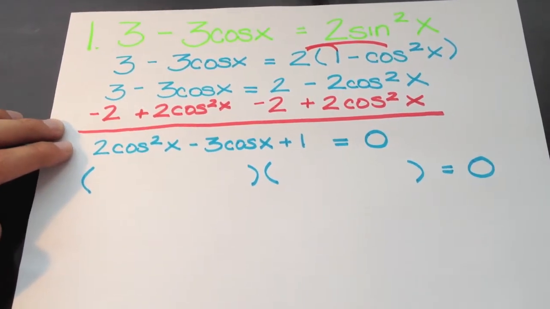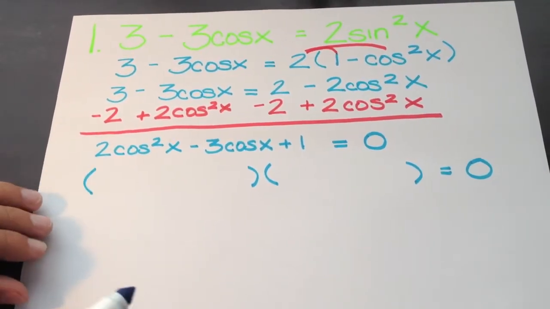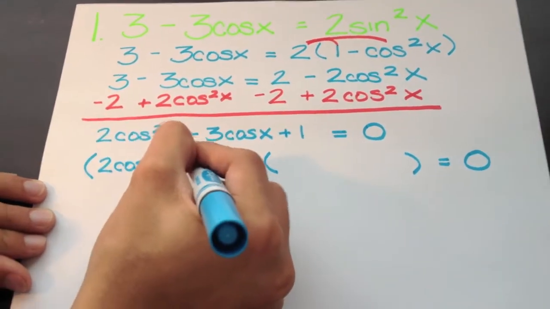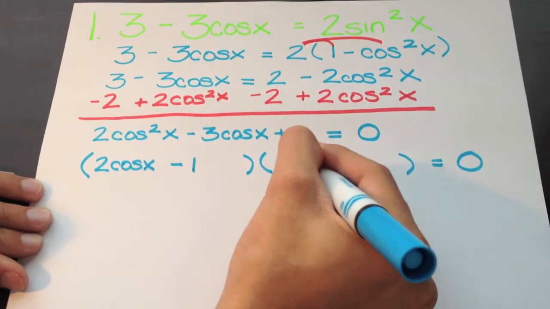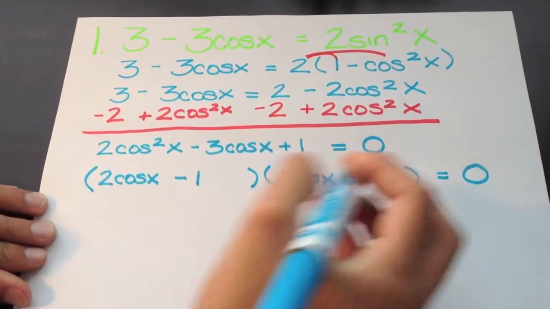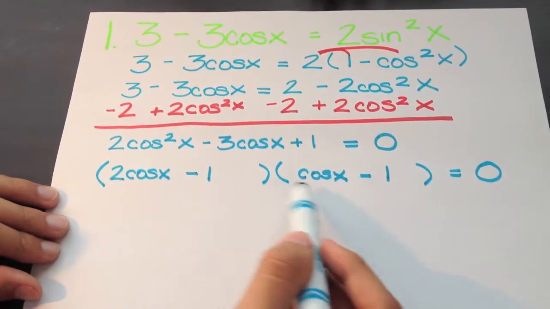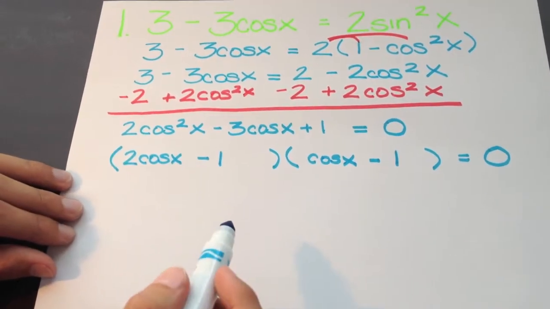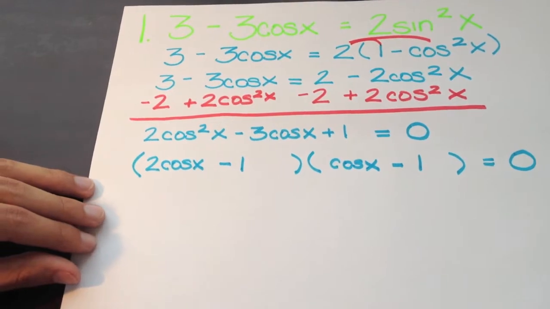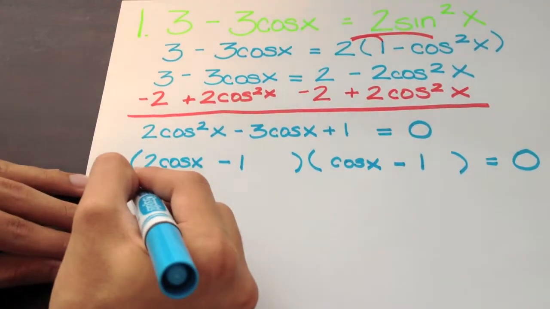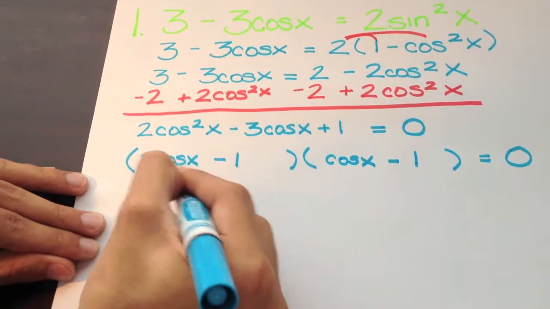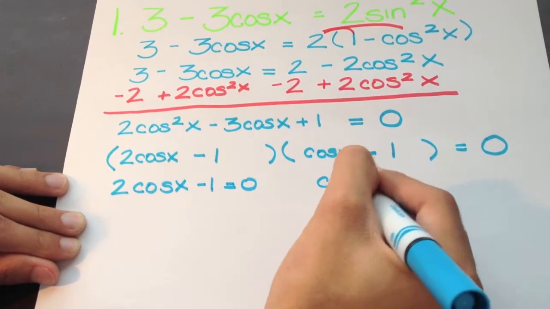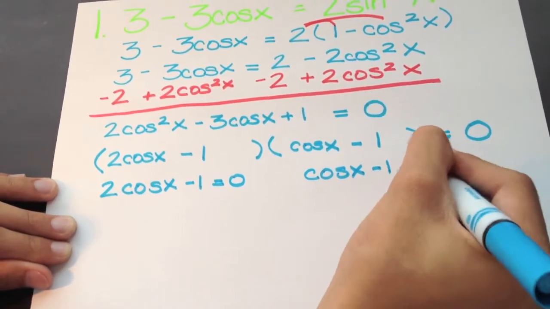This quadratic can be factored, and it's going to give us 2 cos of x minus 1 times cos of x minus 1. If you distribute both of these, they're going to give you the quadratic. So now we can set up two mini equations equal to 0 and find our angles. So we're going to set 2 cos of x minus 1 equal to 0 and cos of x minus 1 equal to 0.